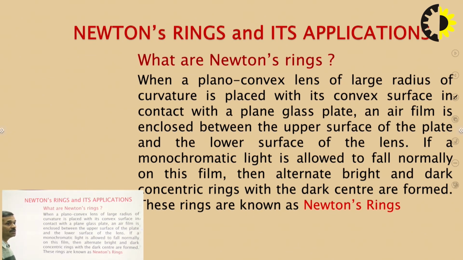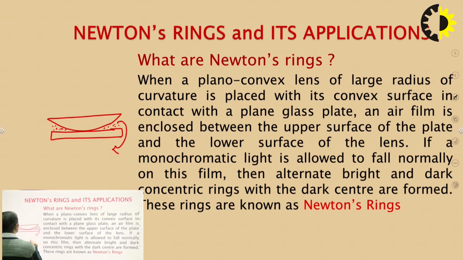So how are Newton's rings formed? If we place a plano-convex lens of large radius of curvature on a plane glass sheet like this, then there is a gap between these two surfaces, and air is filled in this gap. So a thin film is formed between these two surfaces.